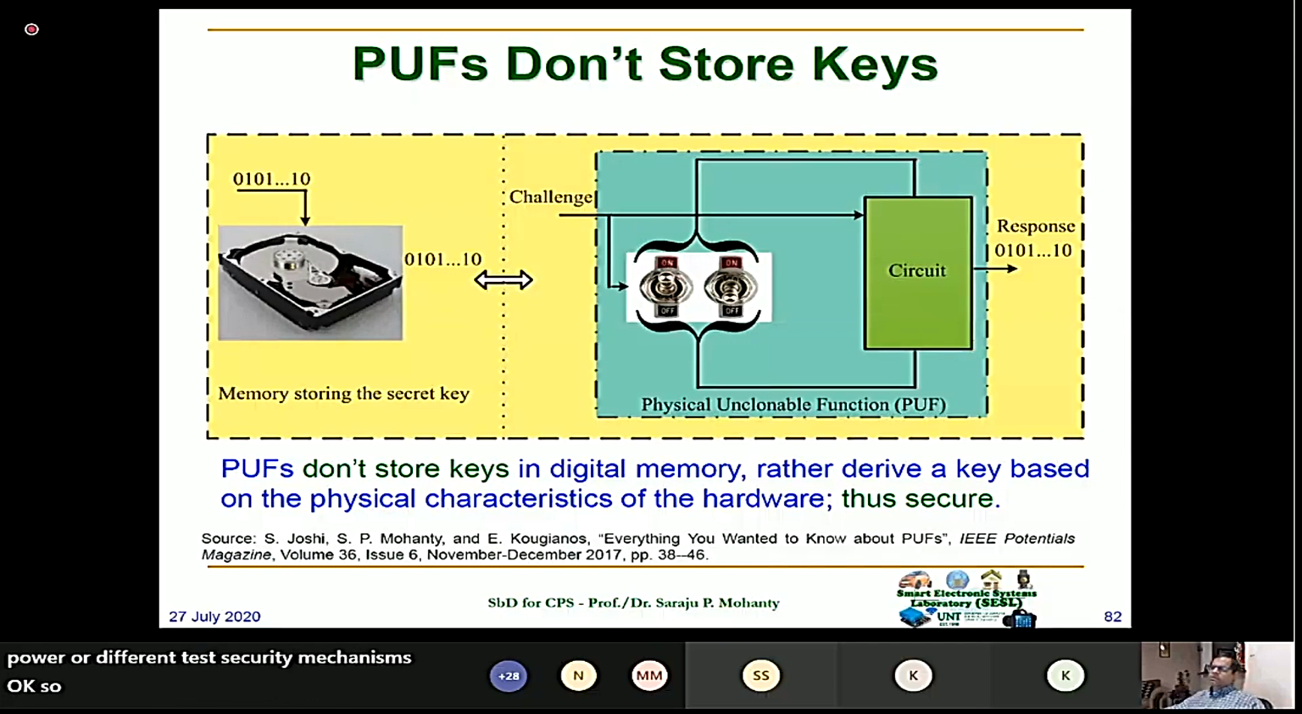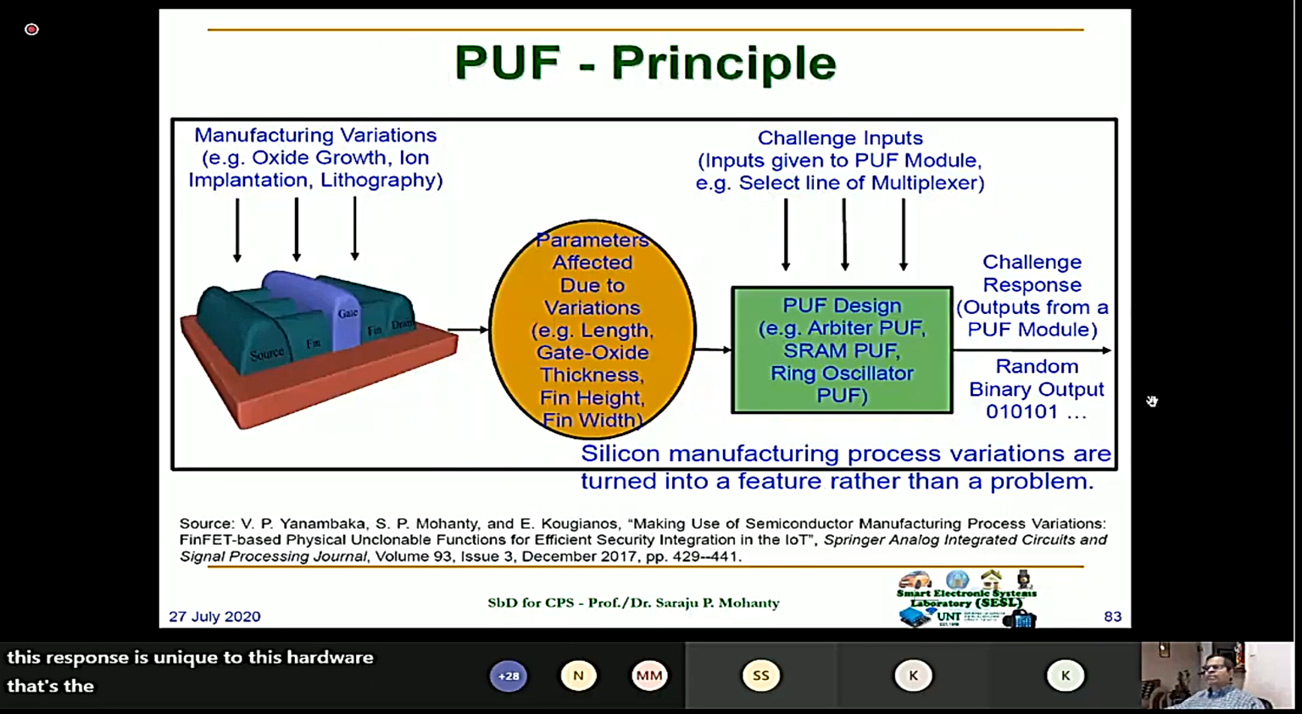So the key idea is that it doesn't store the key the way we traditionally do. We do not store anything here. This response is unique to this hardware. That's the big idea.